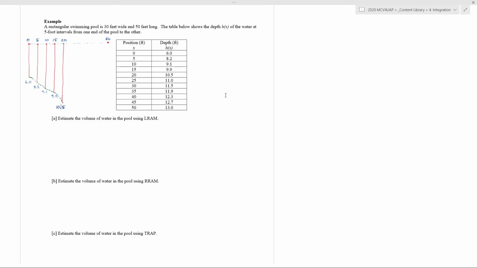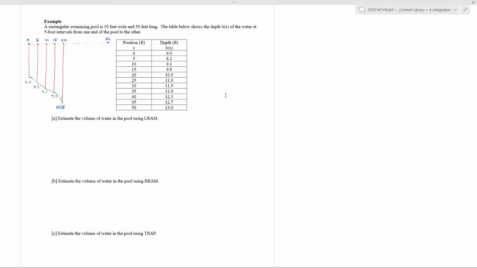So what you're going to do is try and approximate the volume of water in the pool using LRAM, RRAM, and the trapezoid approximation. Now for the last one, keep in mind the formula that we discovered earlier, that the trapezoidal approximation is just the average of LRAM and RRAM.